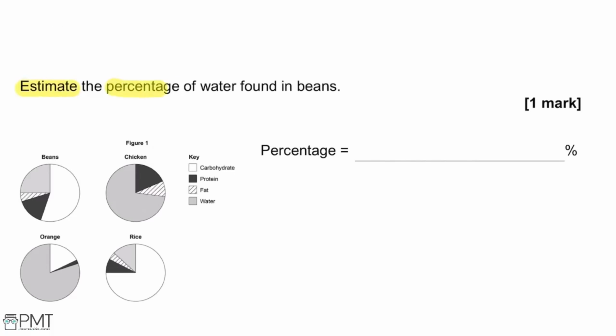Estimate the percentage of water found in beans. So we've got a copy of figure 1, and beans is the top left hand pie chart right there. And we can see water is the grey shaded box, so the bottom one in the key. So if we look for the grey shaded area in the beans, we might decide to work this out by calling that angle in the centre x. So x is approximately 90 degrees, so it's about 1/4 of that entire pie chart circle that we're looking at. And as a percentage, a quarter equals 25%.